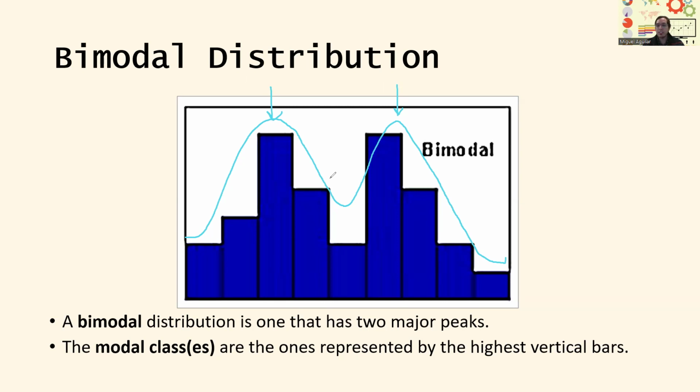Now, there's other kinds of distributions that might be multimodal. So you might have a third or fourth peak, in which case you would describe that distribution as multimodal, but bi means two, and we can see we have two modal classes here, or two major peaks.